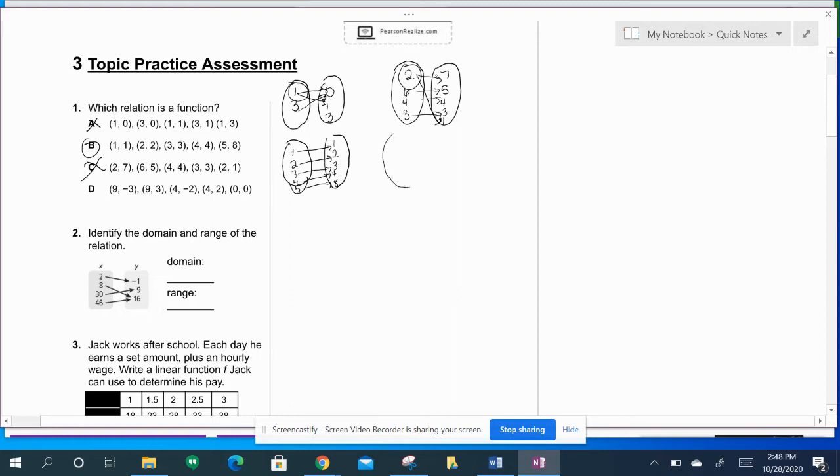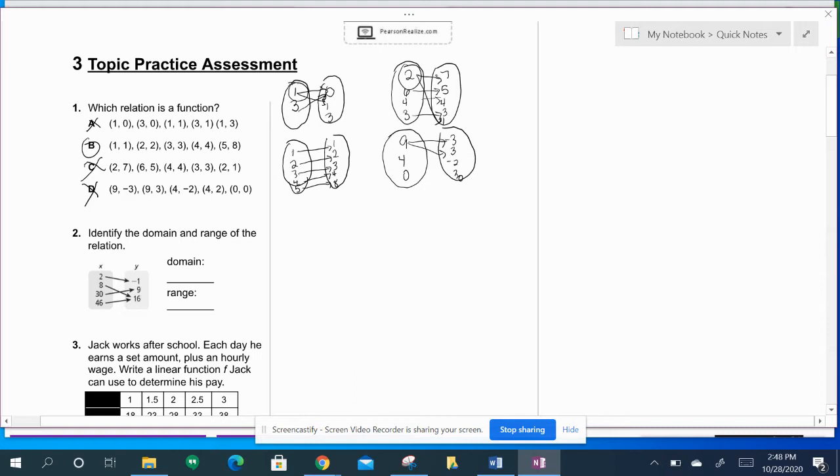Finally, D, it looks like my domains are 9, 4, and 0. My ranges are -3, 3, -2, 2, and 0. 9 goes to -3, and 9 also goes to 3, so I can stop right there, knowing that that one is not a function.